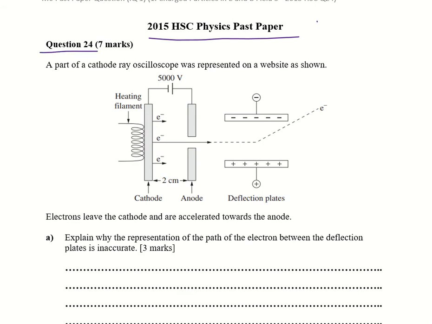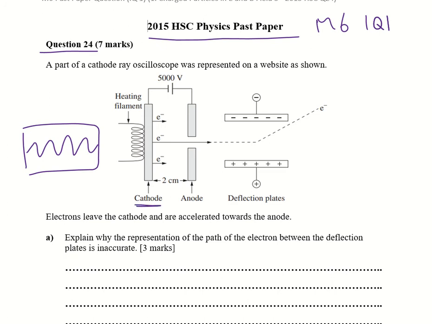Now, this one is relevant to Module 6, Inquiry Question 1, which is looking at how charged particles behave in electric fields and magnetic fields. So, in this particular diagram that we see here, we have a cathode ray oscilloscope. An oscilloscope is basically one of those machines where you can see little pulses. And this is the diagram we have.